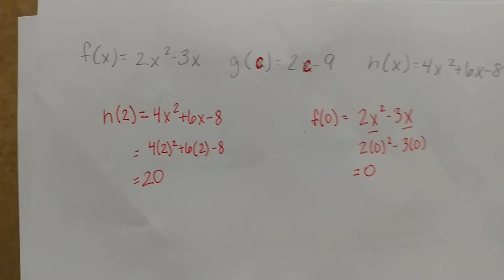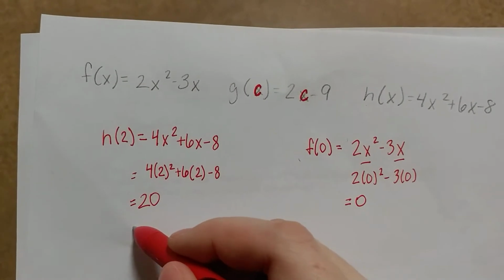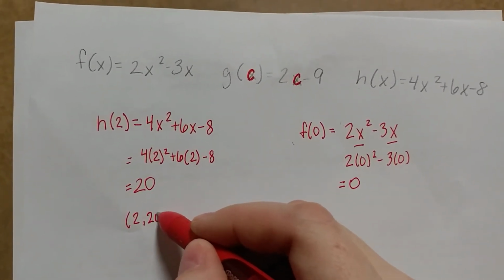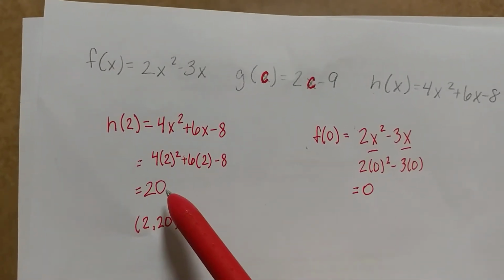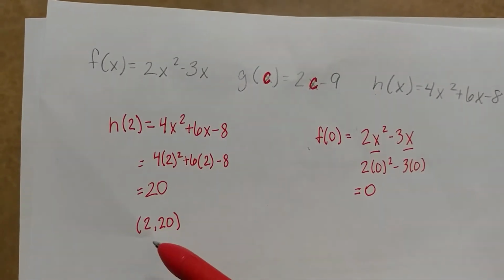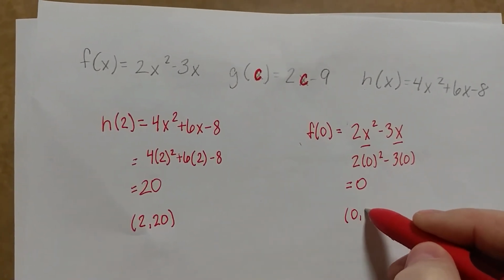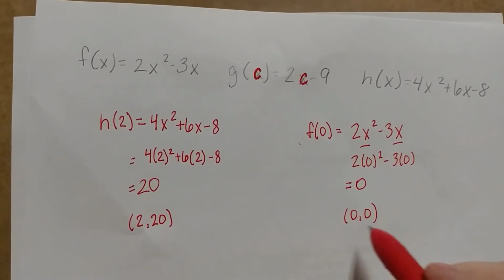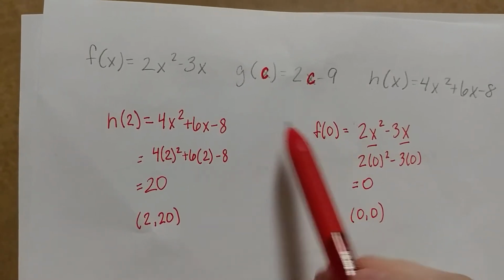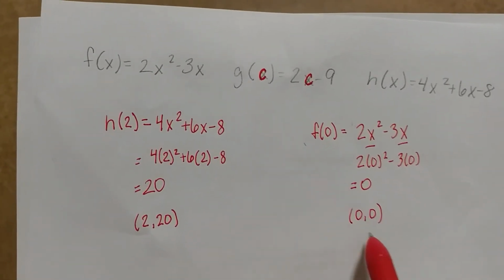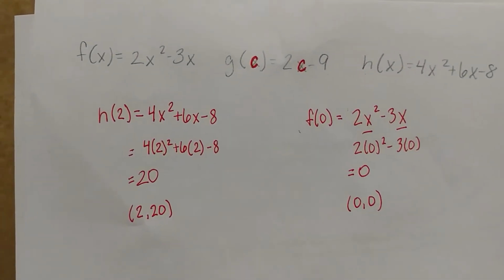Now that also means that if I were to put function h into the calculator and graph it, the plotted point (2, 20) is guaranteed to be on that graph because the x value is 2, the y value is 20 in function h. On f, that would mean the point (0, 0) is guaranteed to be on that graph because when I plug in an x value of 0, and I know that because it says x, my solution, or my y value, is 0. Now they do get a little more complicated than that, so let's talk about a few other examples.